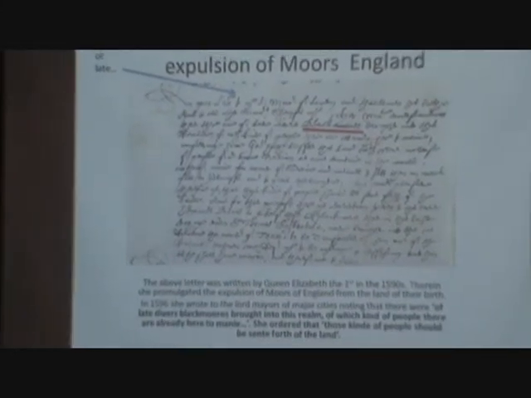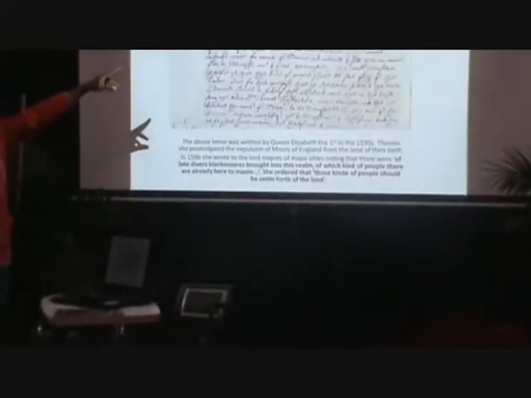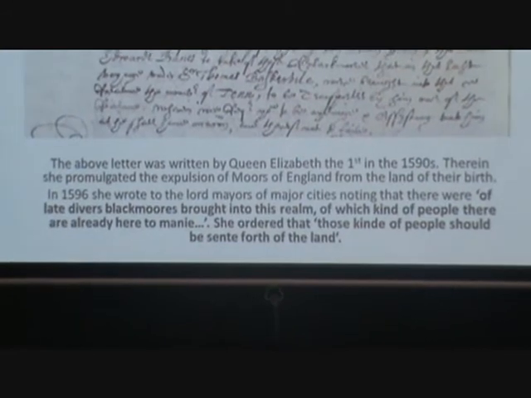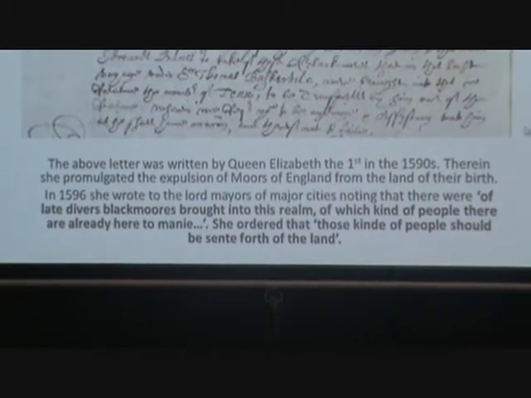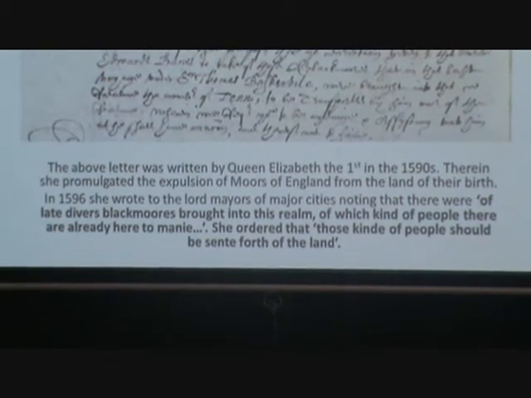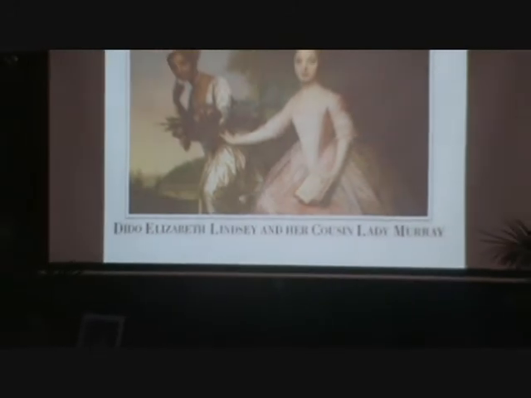And you can clearly see the handwriting is kind of scratchy, but if you look closely, it starts up there, of late, that line there. And then you see blackamoors is there. This is in the 1590s, 1596. But that Elizabeth is not to be confused with this Elizabeth.